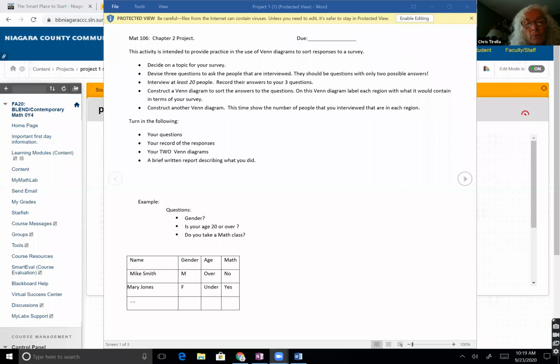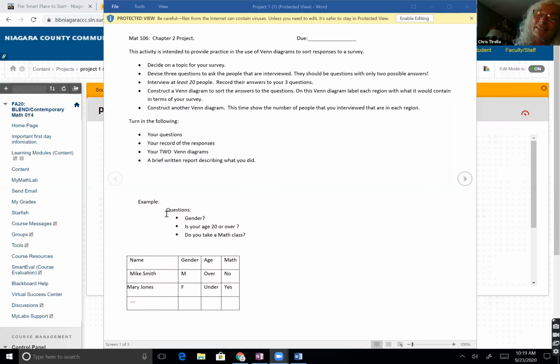So make a list of the questions. Listing them like this is 5 points. Make a list of your responses. Making the list is worth 5 points. Make sure you have 20 responses. Some people only have 19 responses. If you only have 19 responses, you'll probably get 24 out of 25 instead of 25 out of 25 on the project.